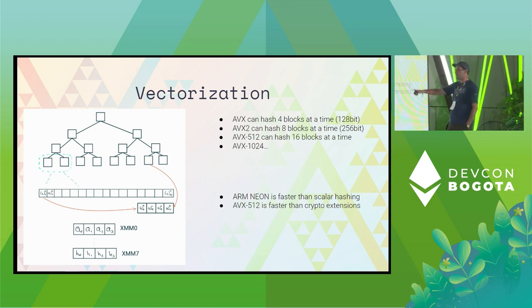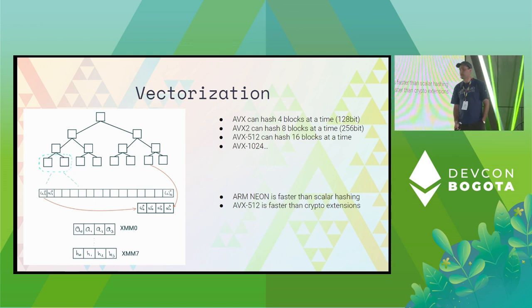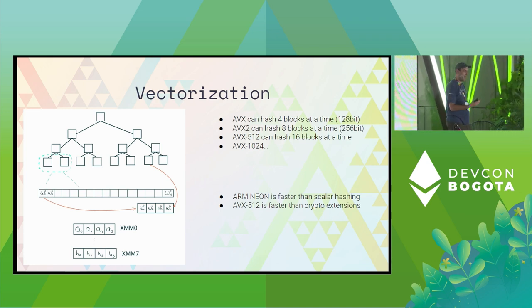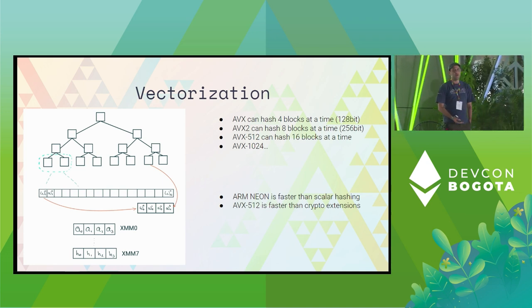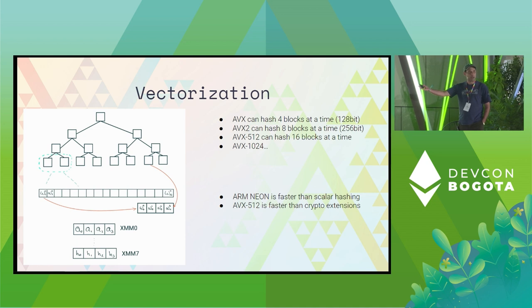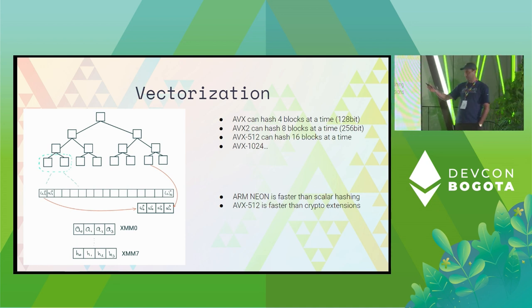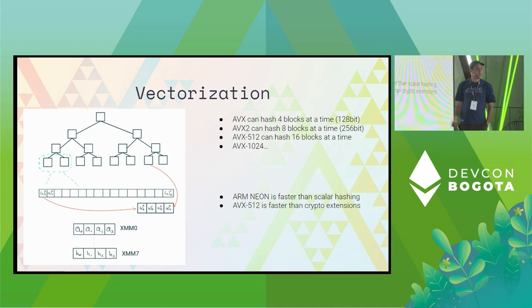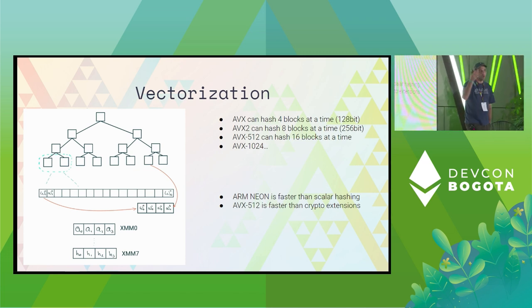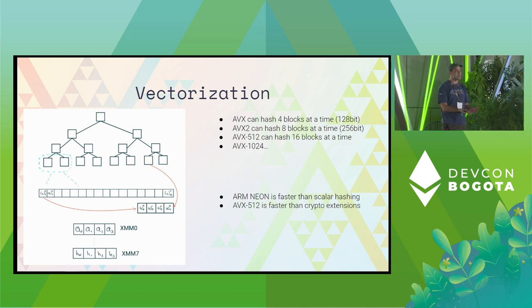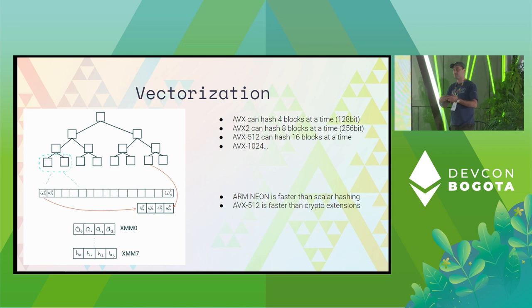And you can do the same thing for the words themselves. So the digest consists of 8 double words. If you have registers that are 128 bits, you can put 4 of them in one register, and then you use 8 such registers for the 8 words of the digest, and you can hash 4 blocks at a time.